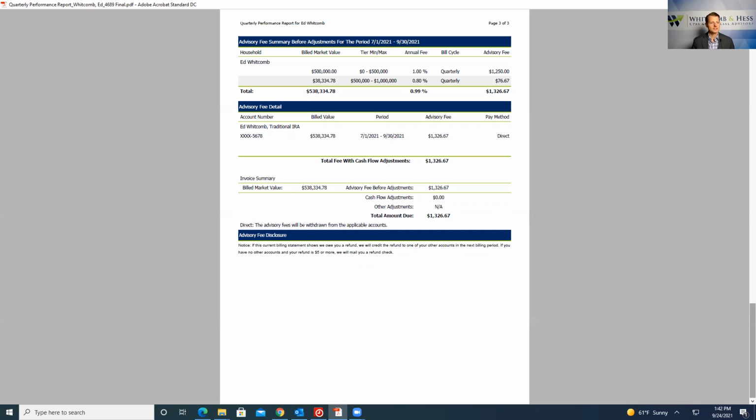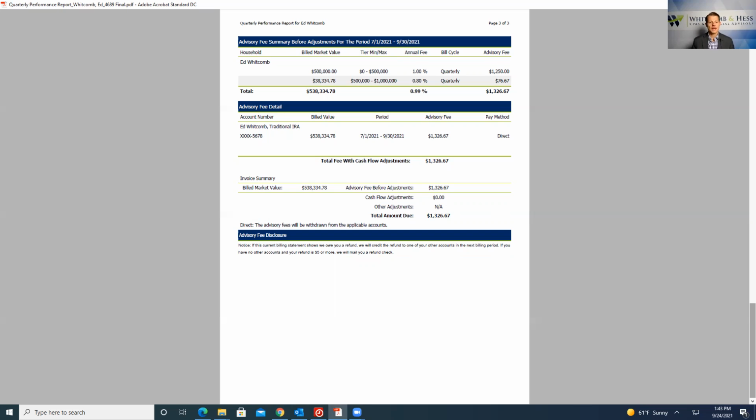Under the advisory fee detail section, the first thing that'll be listed is a breakdown of how the fee is distributed across your accounts. So if you have multiple accounts, it will list the total fee or the fee being charged from each account there. Ed, again, only has 1 IRA, so it's the same amount.